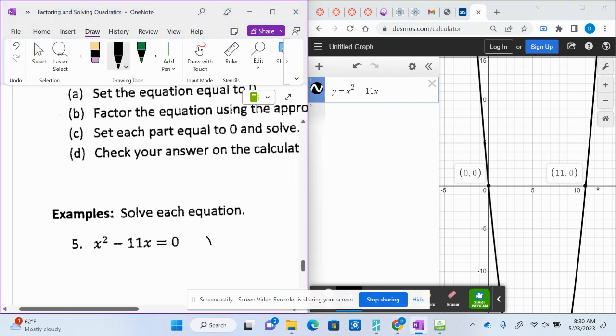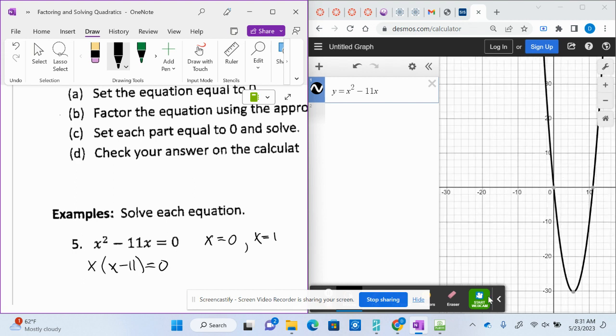Well, the first one is right here. That's the point x equals 0. And what's the next one? 11. X equals 11. Well, let's see where those came from. When I look at this function, I only have a GCF. X times the quantity x minus 11 equals 0.